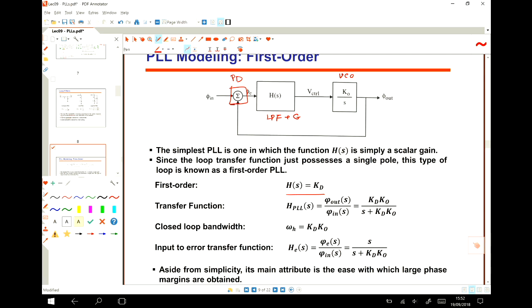If we write down the transfer function of this system and assume that this phase detector, we can just replace it with a gain of KD.